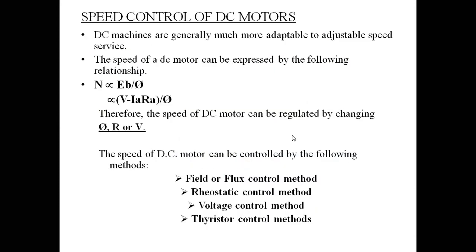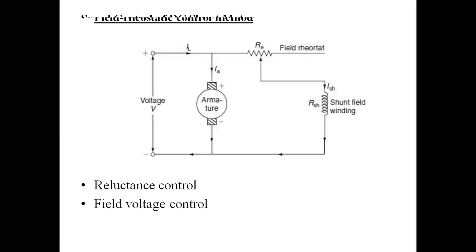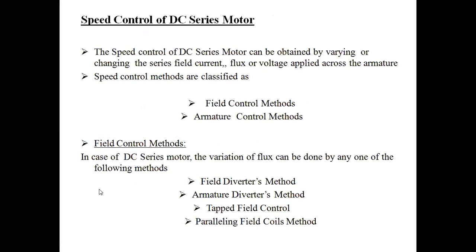In the earlier class, we discussed the DC motors. The speed of the DC motor is regulated by changing the flux, resistance, and or the voltage across the armature. By using these three components, we are going to control the speed of any DC motor of any type, that is series, shunt, or compound. The same applies here for the series motor.